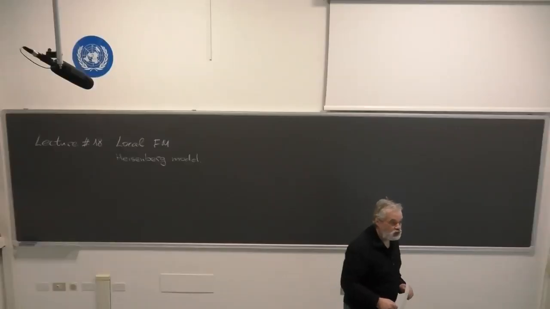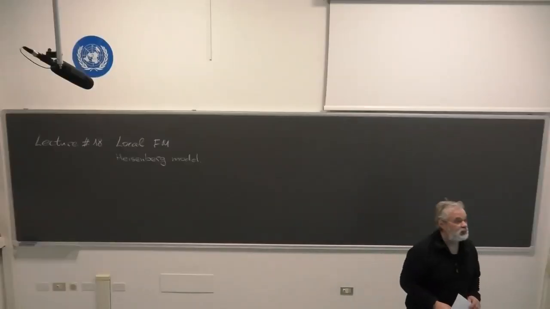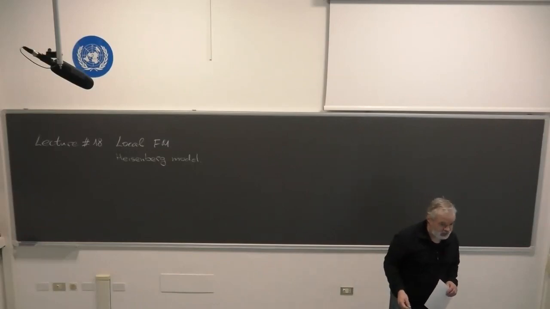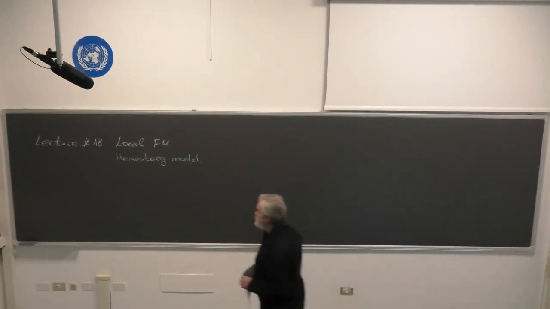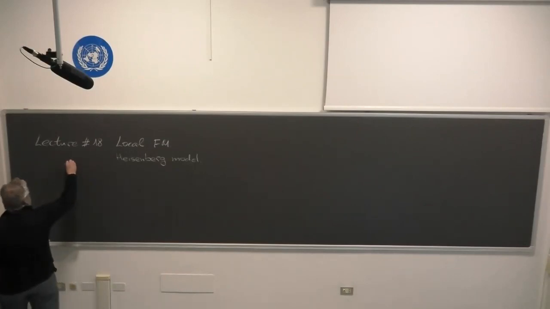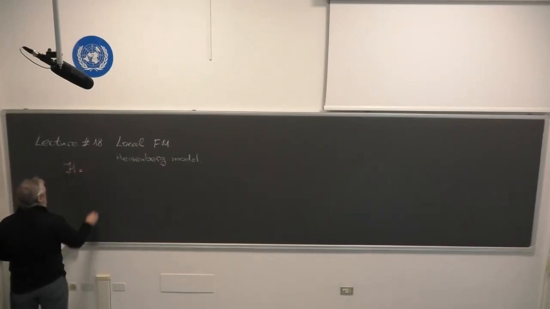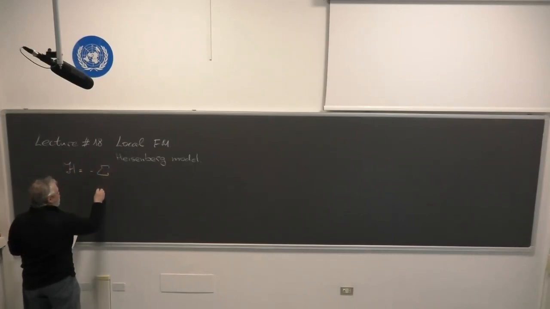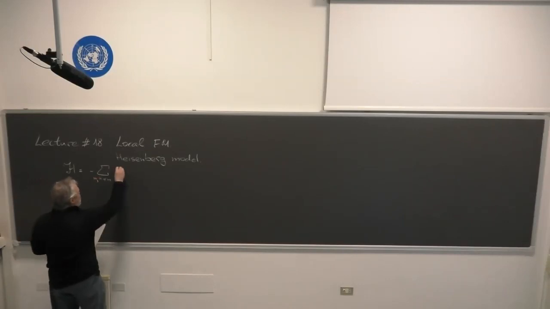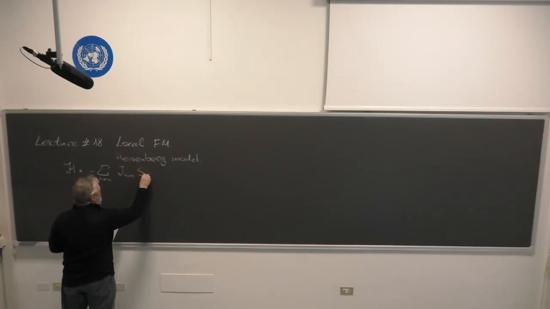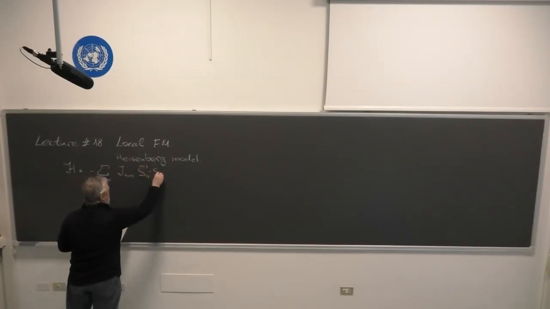Since today we are going to deal with a microscopic theory, I start right away with the Hamiltonian. The Hamiltonian which we are going to discuss today is given by a very simple form. It's a sum over n not equal to m, which means that there is a sum over n and m, with n not equal to m, of coupling constants g_nm times s_n dot s_m.